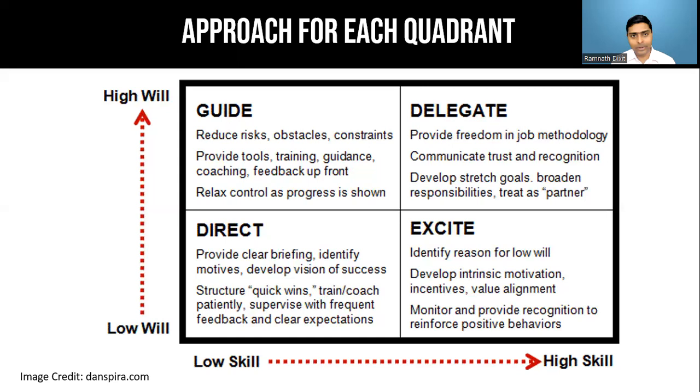And as I said, give them some degree of freedom, not complete freedom, but some degree of freedom, because they believe that they want to perform. They don't need someone else to observe them. So guide them, but don't micromanage. And then third, we have the excite column.